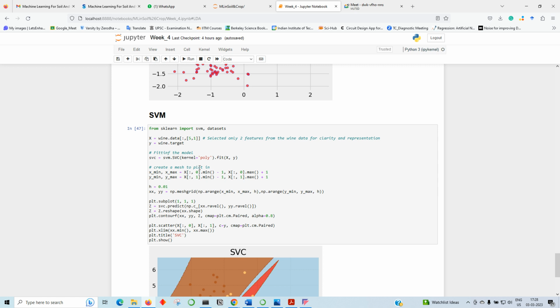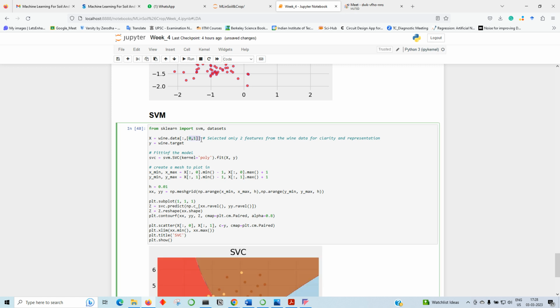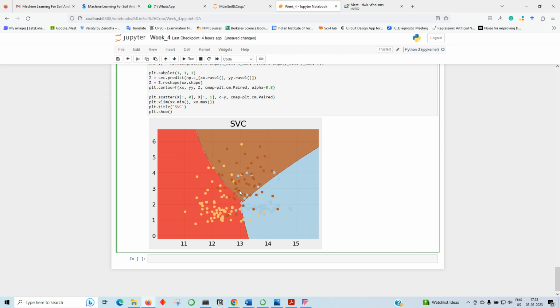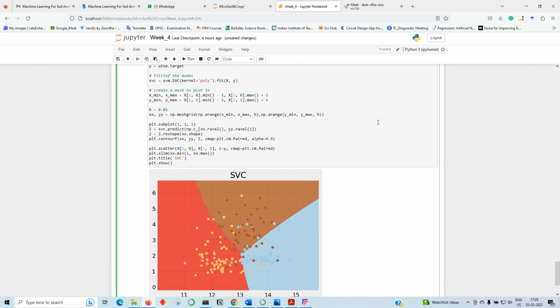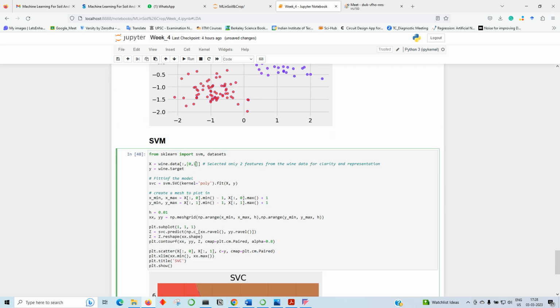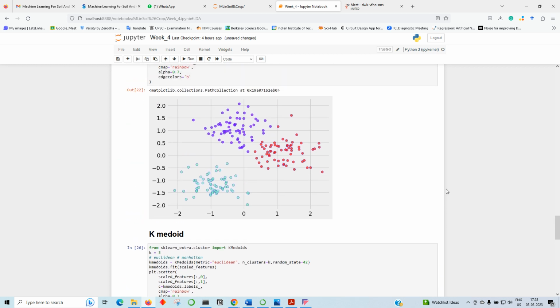So let me just change it back to some good value. Let's take the first and second, and a little better classification is there. You can actually use all the features, but we will not be able to represent it in this particular figure. That's why I have chosen only two. Okay, now let's look at the clustering algorithms.